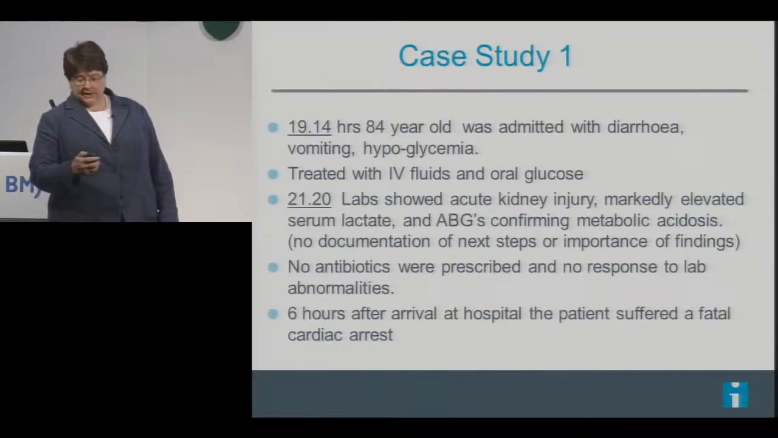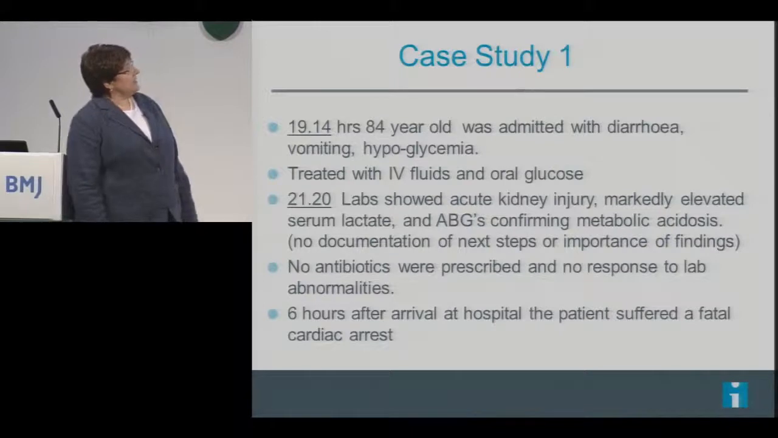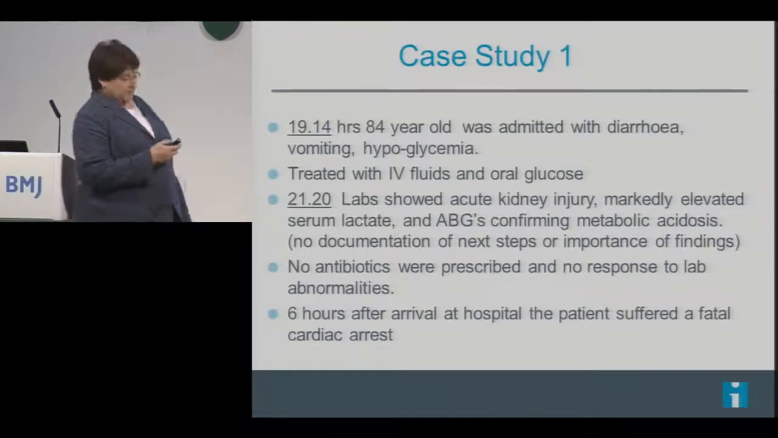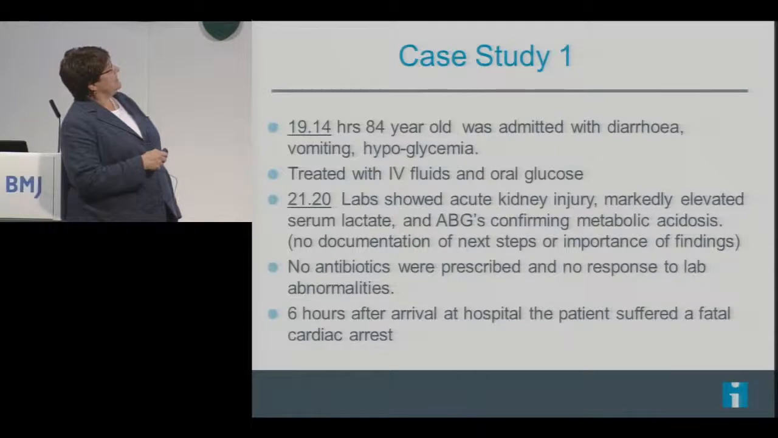Okay, so I'm going to give you a couple of little case studies that we found when we were looking at these charts. So here's one. Someone admitted, who was 84 years old, admitted at 7:14 with diarrhea, vomiting, and hypoglycemia, treated with fluids and oral glucose. At 8:20, the lab showed acute kidney injury and markedly elevated serum lactates. ABGs were high, indicating acidosis. No documentation of next steps or importance of findings. There's a big communication problem right there. No antibiotics were prescribed and no response to lab abnormalities.